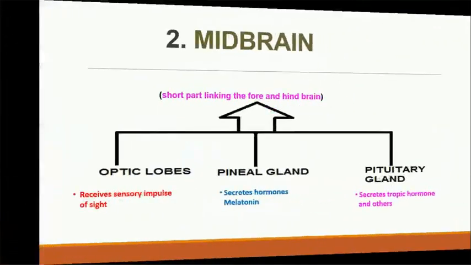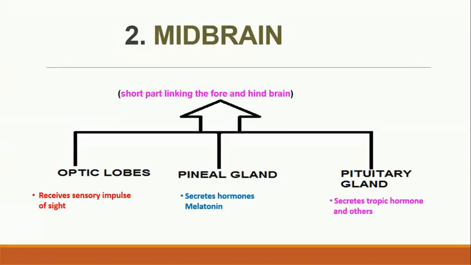So let's go back. I want to talk about the second part of the brain, and that is the midbrain. The midbrain is a very short part of the brain. It links the forebrain and the hindbrain together. It's made up of three different parts known as 1. The optic lobe, 2. The pineal gland, and then the third one is the pituitary gland. So looking at the functions of each, the optic lobe receives sensory impulses of sight, so it's the part of the brain that controls vision or seeing.